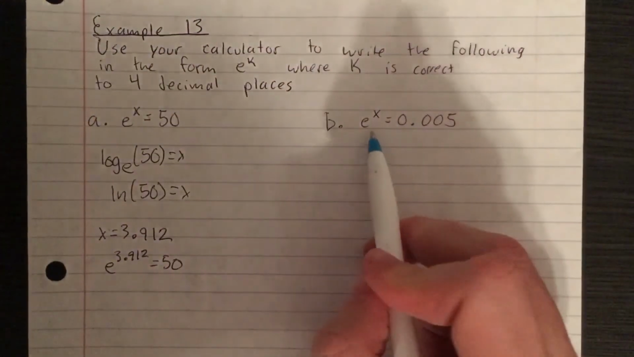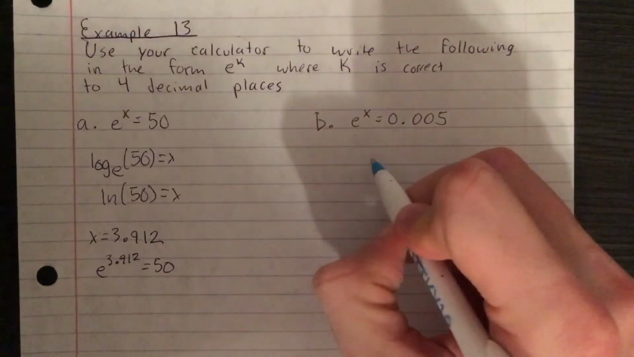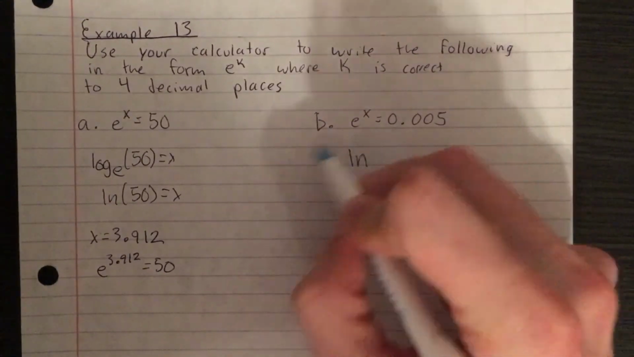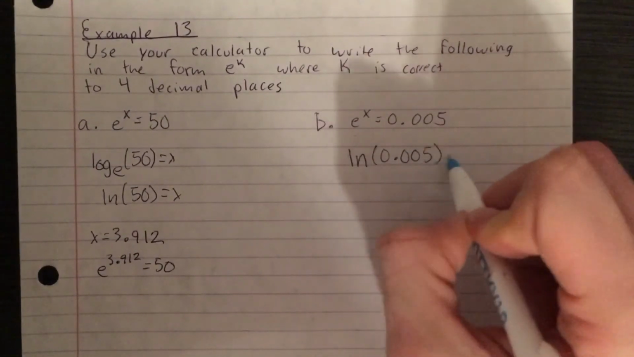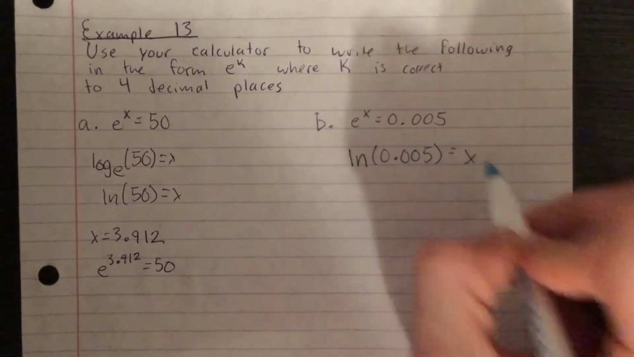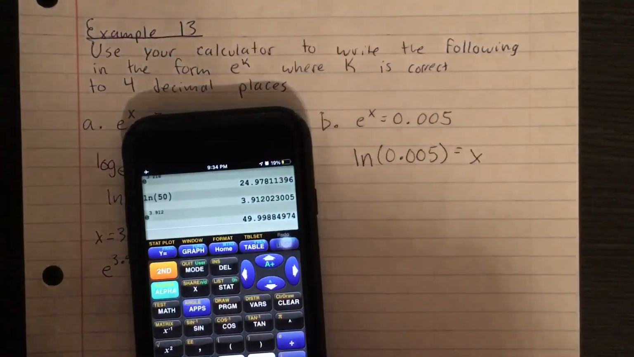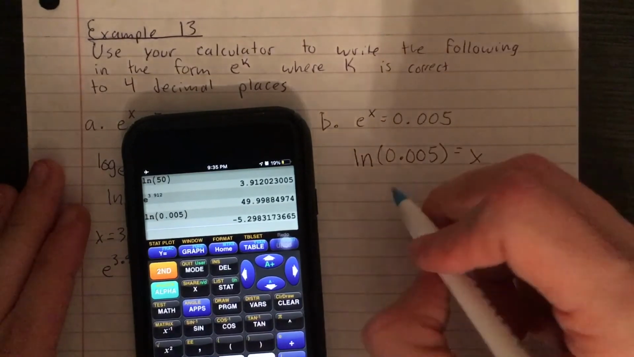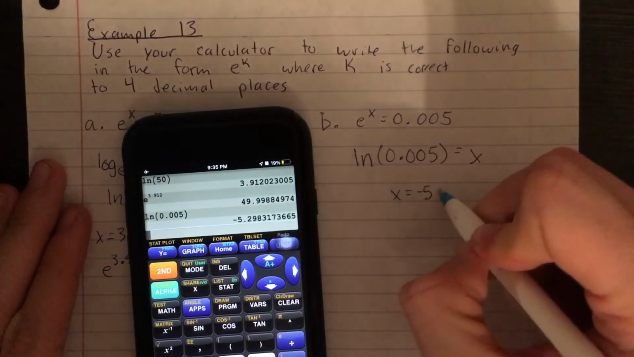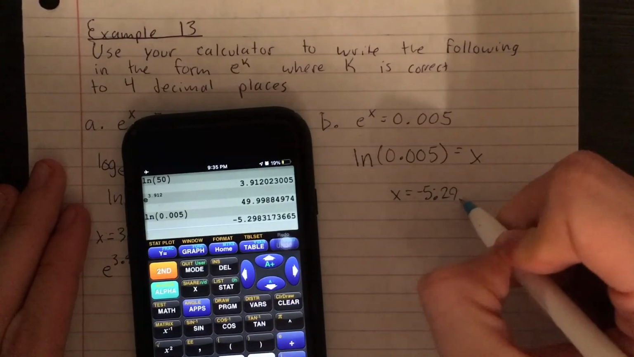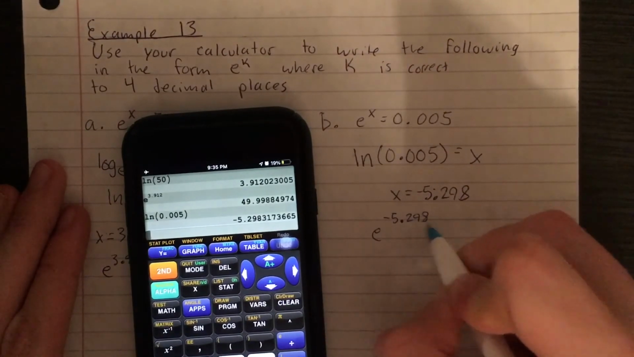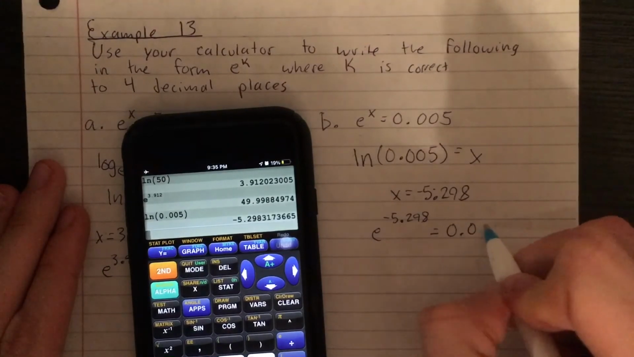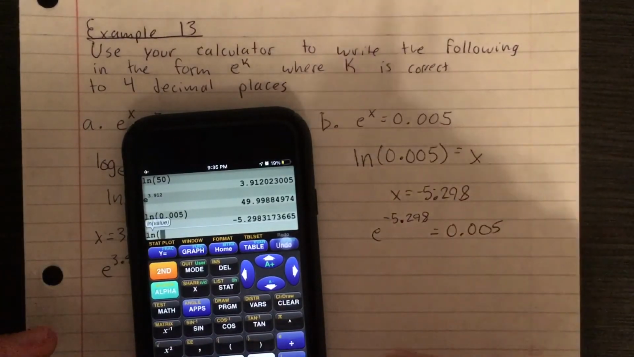And then we're going to do the same thing for this problem right here. We're just going to skip the log part: the ln of 0.005 is going to be equal to our exponent there. ln of 0.005, and we get a value of negative 5.298. And again, you can always check whether you've done a log correctly, because it should, in theory, make your equation correct.